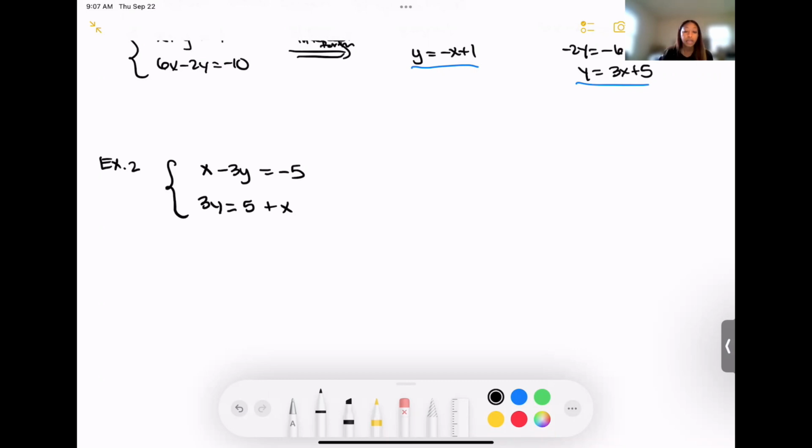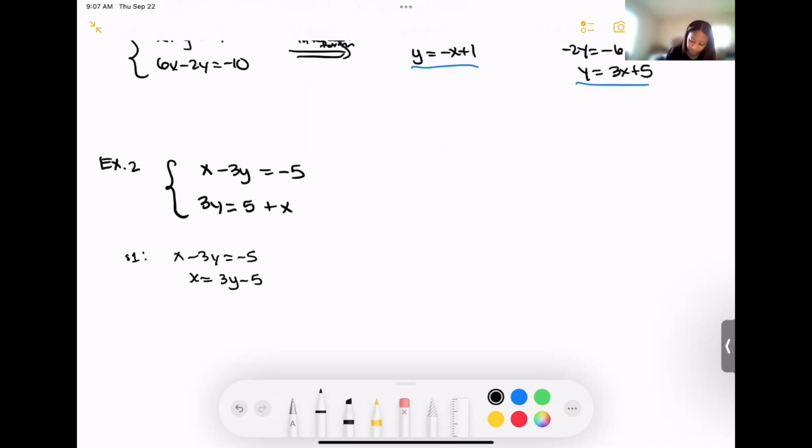Let's see. In the first equation, the x has a coefficient of 1. So it'll be really easy to solve for x using the first equation, so we'll do that. I'll summarize my steps a little bit quicker this time. So for step 1, we have x minus 3y equals negative 5. So that gives us x is equal to 3y minus 5.